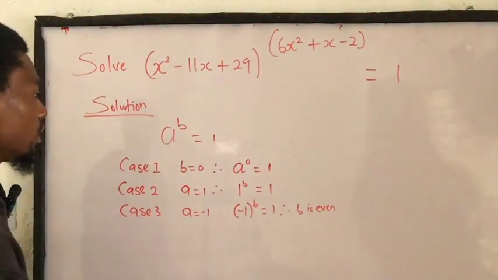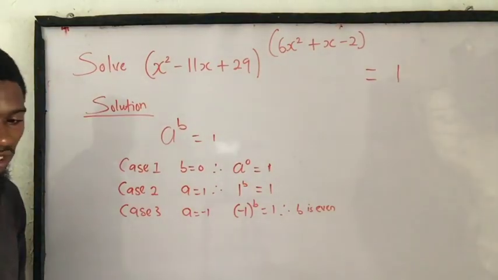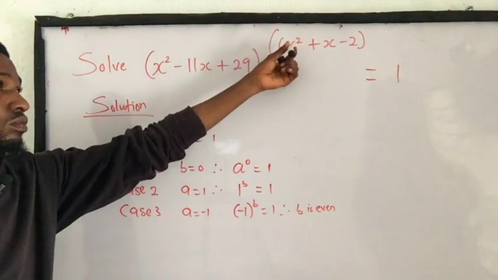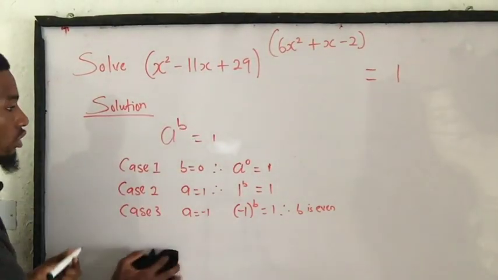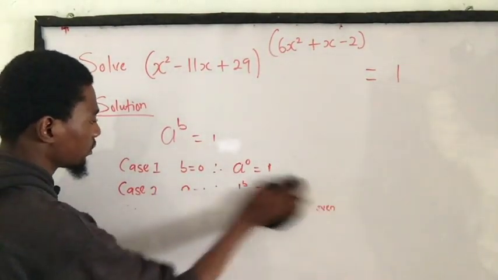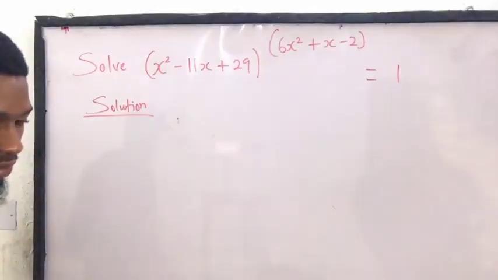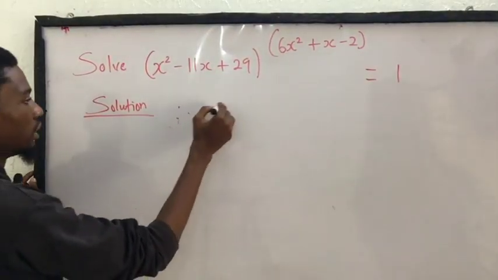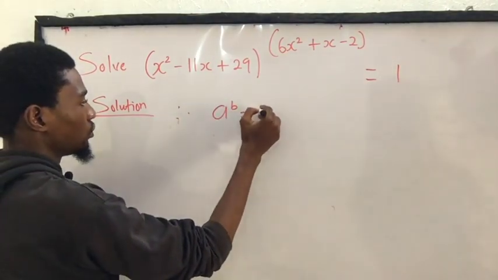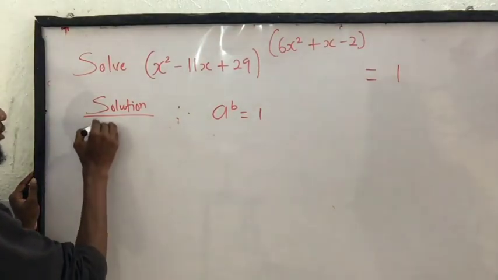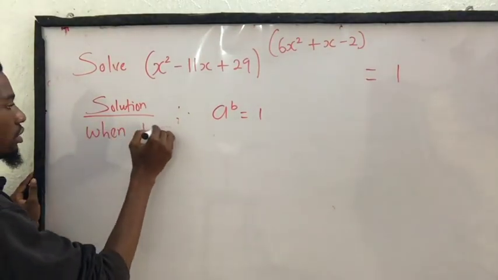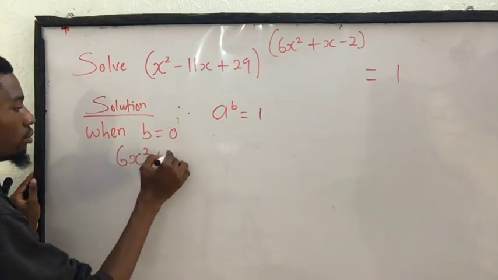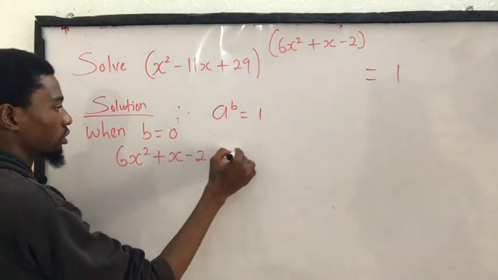Let's start with the first case, which is when b is equal to 0. Let's see what we are going to have. Remember we have that a to the power of b is equal to 1. So when b is equal to 0, it means that 6x squared plus x minus 2 is equal to 0.